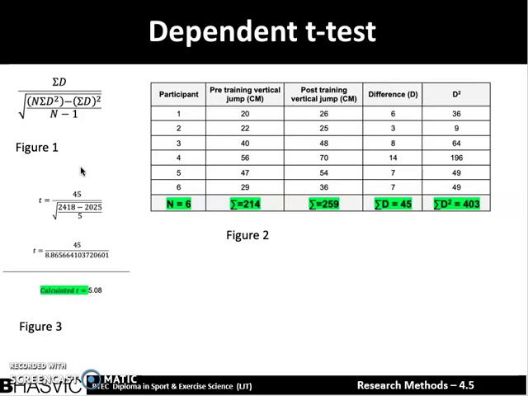The calculated t-value for this test was 5.08. Once again, the level of significance was 0.05 and the df was n minus 1, which was 5 in this case. This meant that the critical value for this test was 2.015, and because 5.08 is larger than 2.015, there was a significant difference between the two datasets.